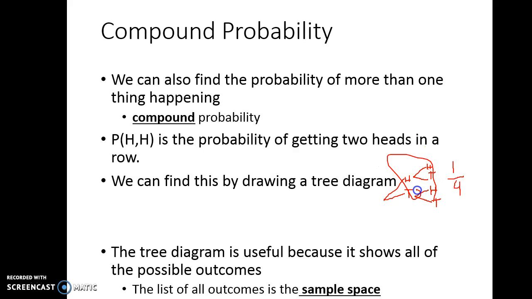Now, it's important when we talk about compound probability to introduce the idea that sometimes events are independent and sometimes they're dependent. Independent events means that no matter what your first outcome was, it didn't influence the second outcome. So, just because you got heads before doesn't make it any more or less likely that you would get heads in the second flip. But that's not true for every single situation.